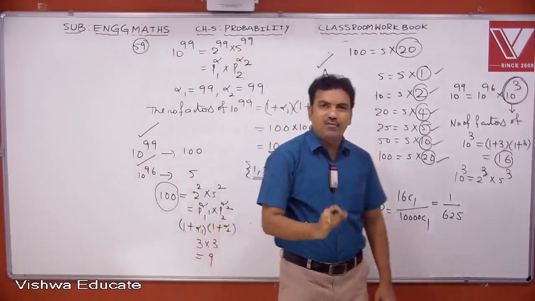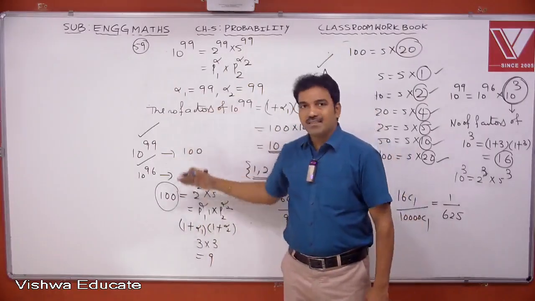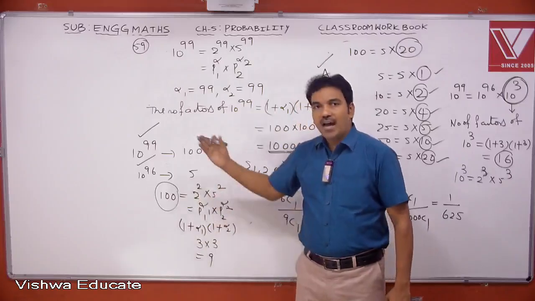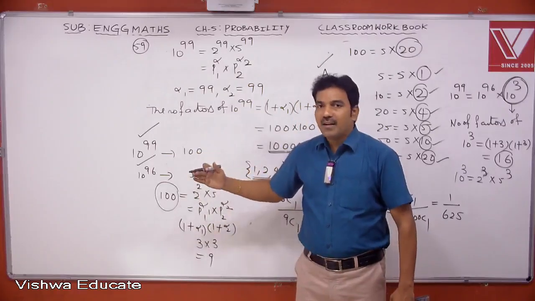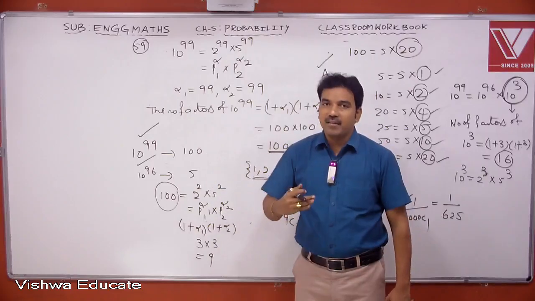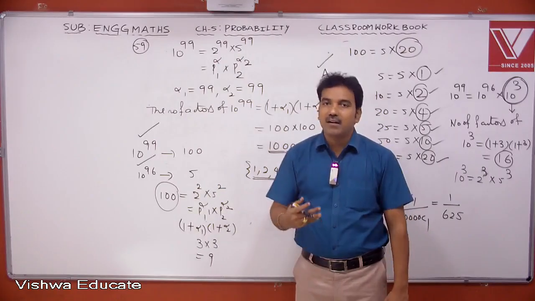This is a highly worthwhile question, so try to understand this. I think this is very clear. I have implemented the same logic at first for 100 and then applied the same logic for 10 power 99 and 10 power 96.